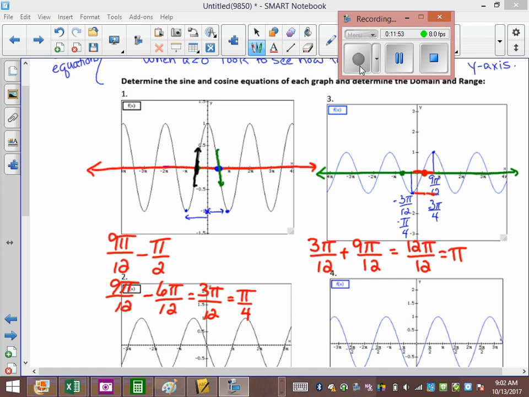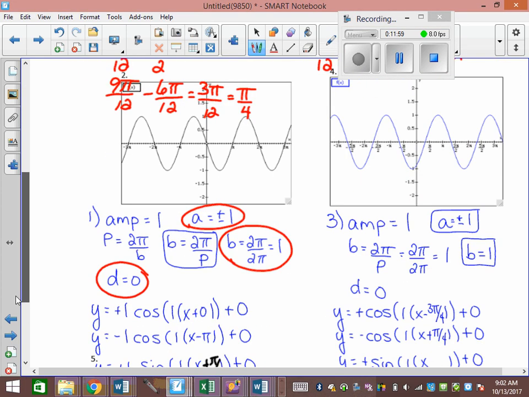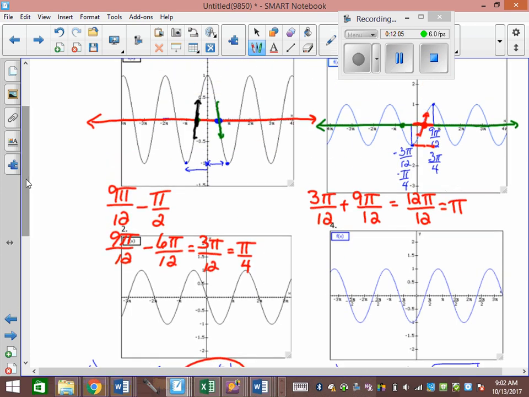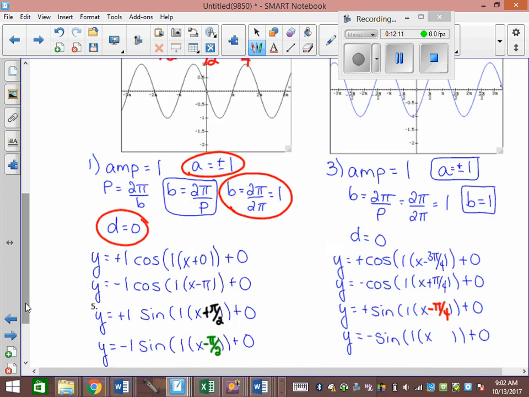So this one is pi over 4 to the right, and it's on the way up. So it's positive sine. So it's going to be minus pi over 4. And what's the other one? Sorry? 3 pi over 4 to the left.